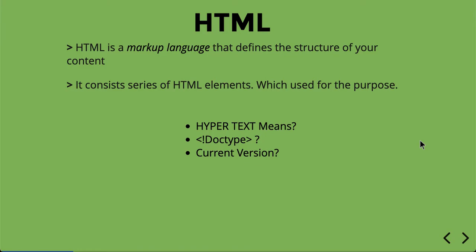But here we have a few confusions: what is hypertext, what does the doctype mean which we include at the beginning of the HTML document, and what is the current version which we are using in the market? Like the developers are using HTML, but what is the current and latest version? So the first question is what hypertext means. Hypertext is nothing but, whenever we are building a document, text within text. The short meaning of hypertext is text within text.